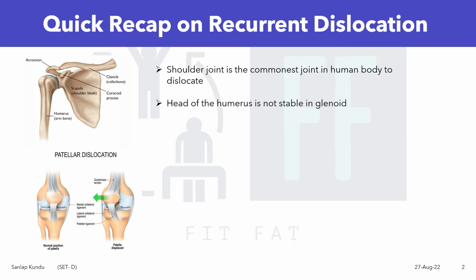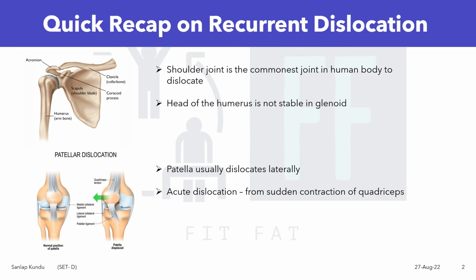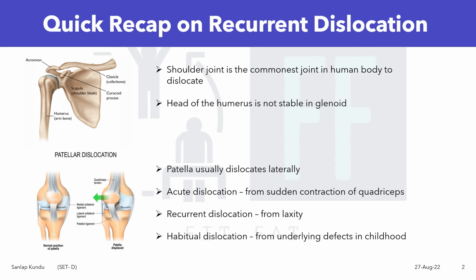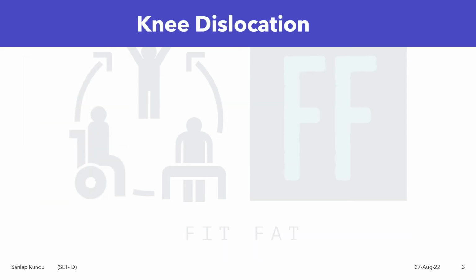And then comes your patellar dislocation. Here you can see the patella usually dislocates laterally, that means on the fibular side. Now there are mainly three types of patellar dislocation. First is your acute dislocation, which is mainly caused by sudden contraction of the quadriceps. Then comes your recurrent dislocation, which is generally from laxity. And third is your habitual dislocation, which means the dislocation is very common and it is from underlying defects in childhood. So now we are left with knee dislocation.